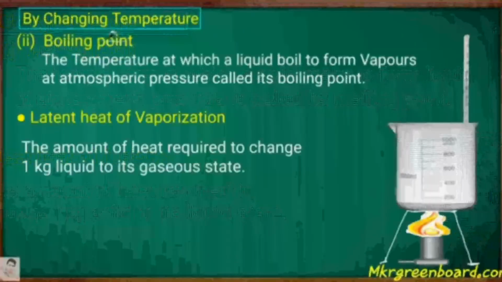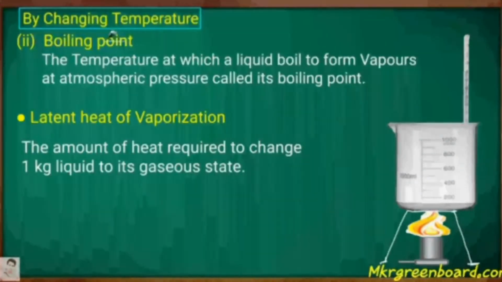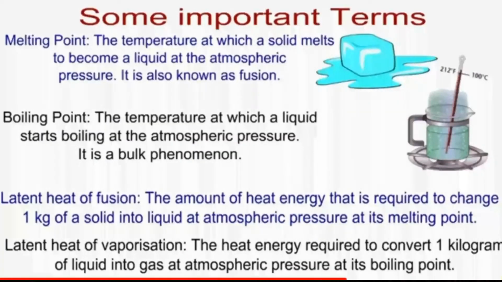Then comes boiling point. The boiling point is the temperature at which a liquid starts to boil at atmospheric pressure, meaning water is converted into vapors, and it is also called a bulk phenomenon. Next comes latent heat of vaporization. It is the heat energy required to convert 1 kg of liquid into gas at atmospheric pressure at its boiling point, meaning here the water converts into vapor, and this heat is hidden, so it is called latent heat of vaporization.